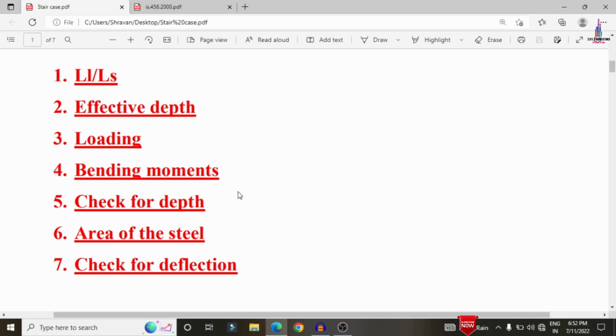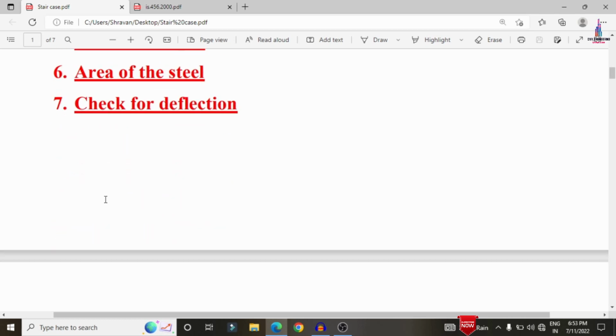In that, the first one is the ratio of the length of the long span to the length of the short span, the second one is effective depth, the third one is loading condition, the fourth one is bending moment calculation, the fifth one is check for the depth, the sixth one is area of the steel, and the last one is check for the deflection. So if you remember these 7 steps, you can design for all the design considerations.